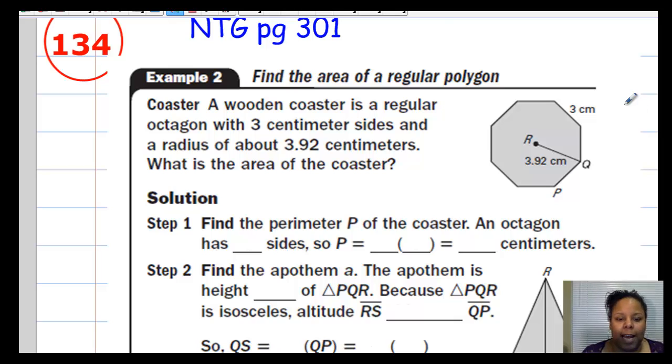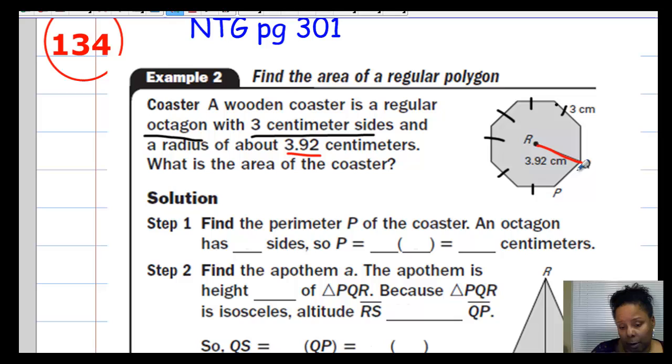So here we have a problem, and here we have a coaster, and it's an octagon, and it has 3 centimeter sides, which means each side length is 3 centimeters. And it has a radius of 3.92 centimeters. Now, those of you who remember the formula for the area of a regular polygon know that the radius length is not part of the formula. But we are going to use that length in order to figure out the area of the regular polygon.